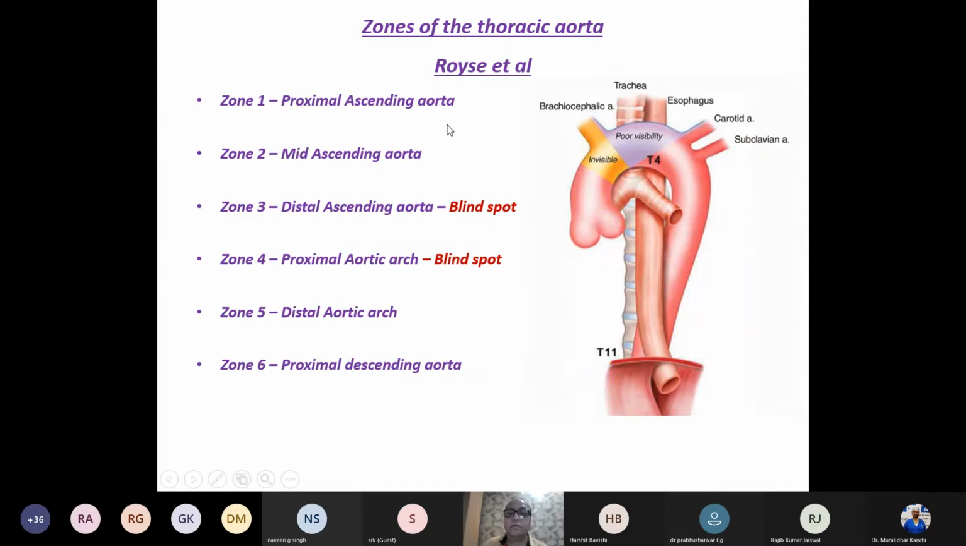Zone 1 is the proximal ascending aorta. Zone 2 is the mid ascending aorta. The distal ascending aorta and the proximal aortic arch are the blind spots, because of poor visibility, because they overlay the trachea. The distal aortic arch is zone 5, and the proximal descending aorta is zone 6. So we need to know in which of these zones there are any lesions.